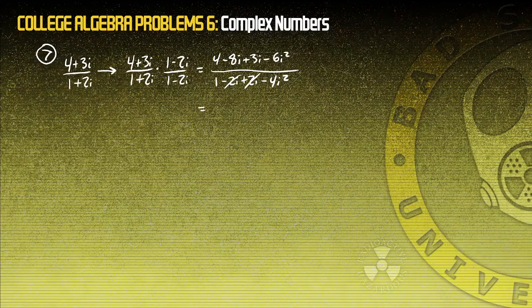So in the numerator we have 4 minus 8i plus 3i is minus 5i. Minus 6i squared gives you plus 6. And that's divided by 1 plus 4. So we get 10 minus 5i divided by 5, which just equals 2 minus i.